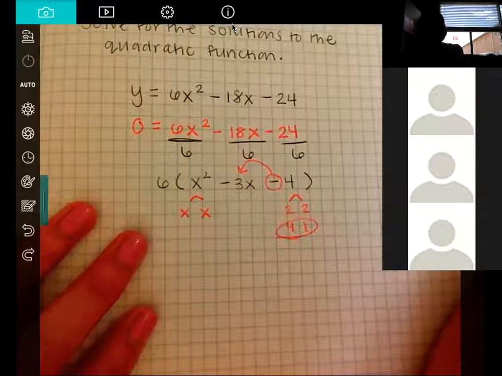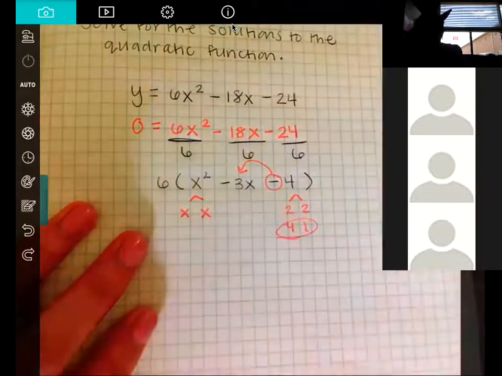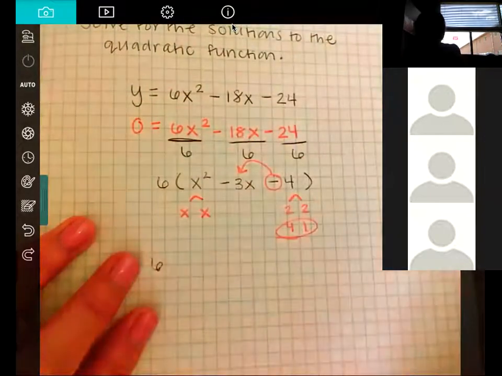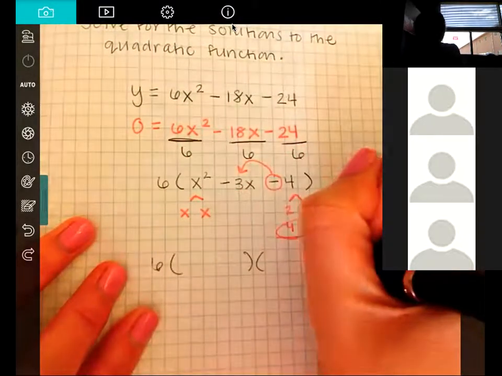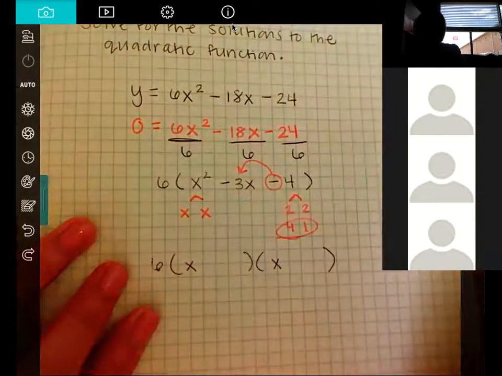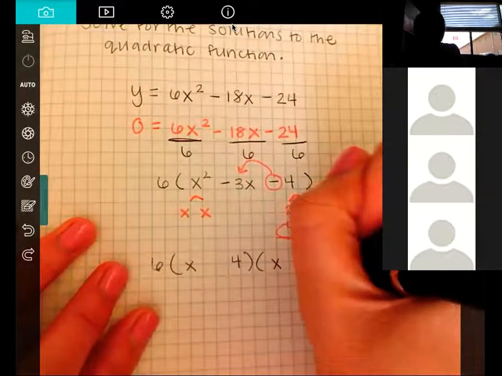Yeah. So can you tell me how I'm going to break this up? What do I need? 6 in the front, 2 parentheses. Very good. What goes in the front of them? X's. What goes in the back? 4 and then 1. All right, let's see.